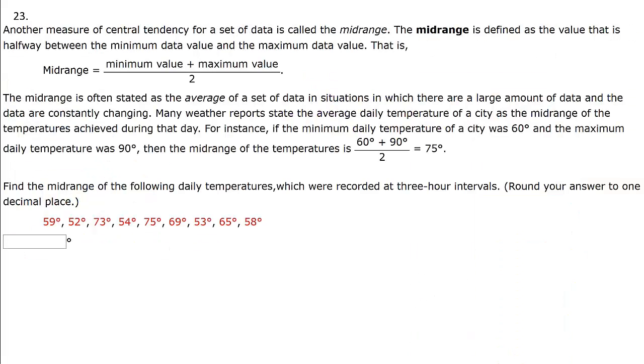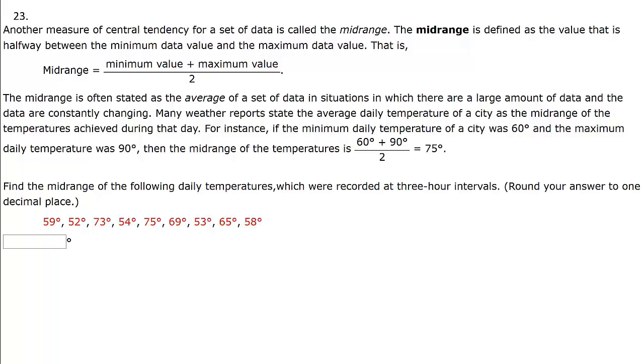23. Another measure of central tendency for a set of data is called the mid-range. The mid-range is defined as the value that is halfway between the minimum data value and the maximum data value. That is, the mid-range is the sum of the minimum and maximum values divided by 2. The mid-range is often stated as the average of a set of data in situations in which there are a large amount of data and the data are constantly changing.